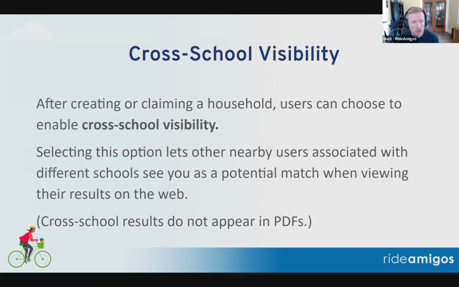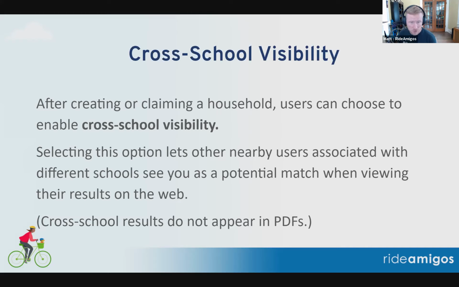Now, one last item I want to talk about real quick before we look at this from the user perspective is this idea of cross-school visibility. By default, cross-school visibility is not turned on for any users unless they choose to turn it on. But what it means is that when you enable cross-school visibility, parents and households from other schools can see you as part of their list if they are a good match for you in terms of being nearby, somebody that might be passing by your child's school on the way to their child's school, for example. And so selecting this lets other users see who you are or where you are on the results list.